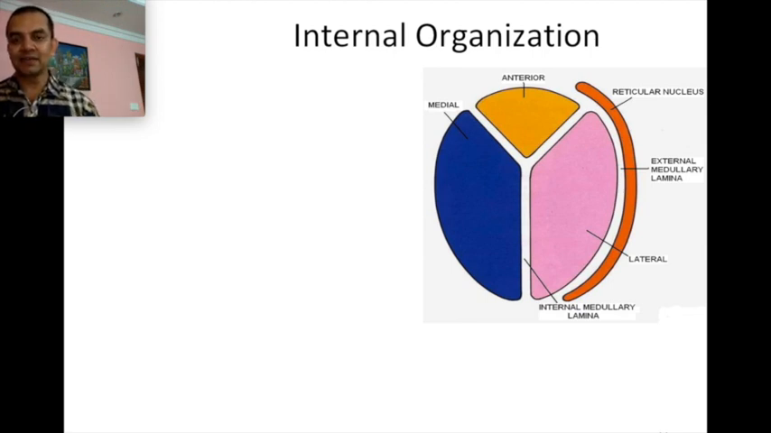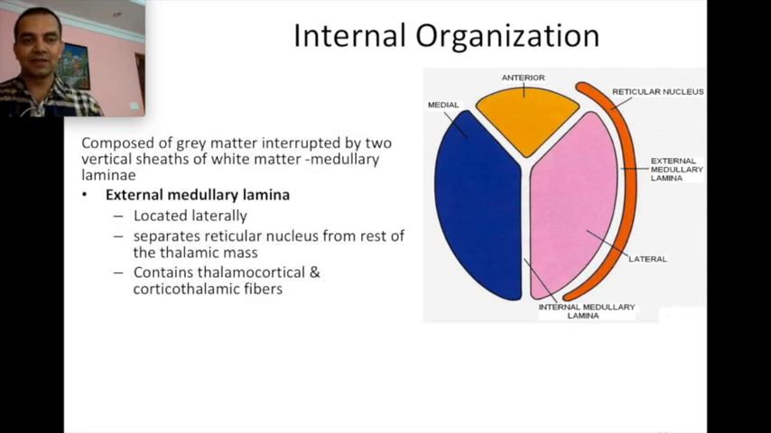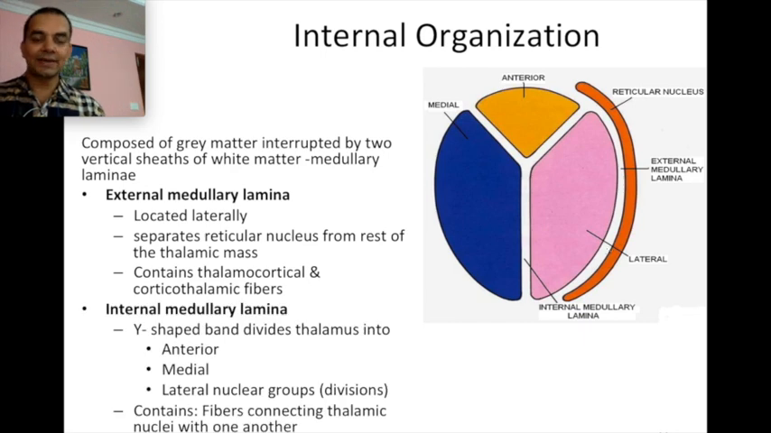Now if we go inside the thalamus, we see that it is divided into various nuclei by bands of white matter, which are called medullary laminae. These medullary laminae are of two types: the external medullary lamina, which is here on the lateral side of the thalamus, and it separates the reticular nucleus, which is part of the thalamus itself, from the main thalamus. And this lamina, this white matter, contains the fibers which connect cortex with thalamus. It contains reciprocal connections between the thalamus and cortex.